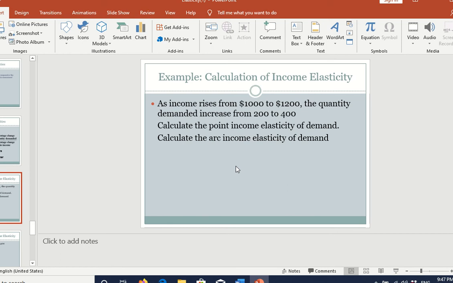So let's look at an example. Let's pause the video for about 5 to 10 minutes and work on this calculation. We want to calculate the income elasticity of demand using the point method and also the arc method. It is important for you to practice the calculation on your own. So let's pause the video for 5 to 10 minutes.